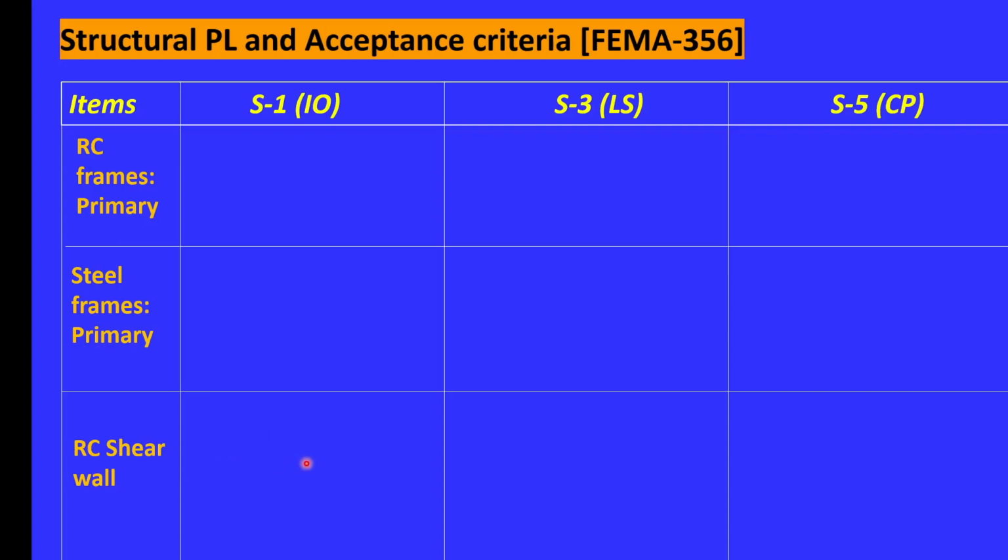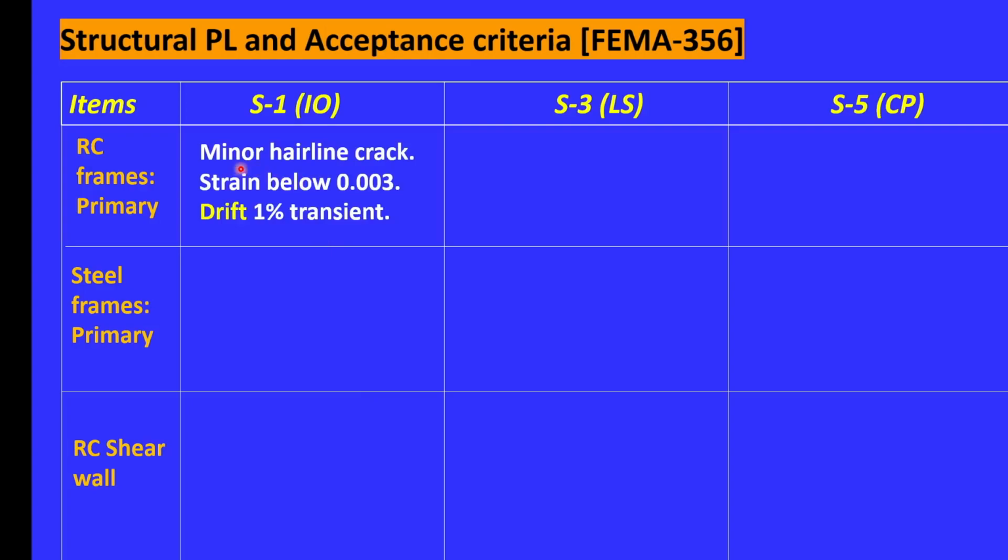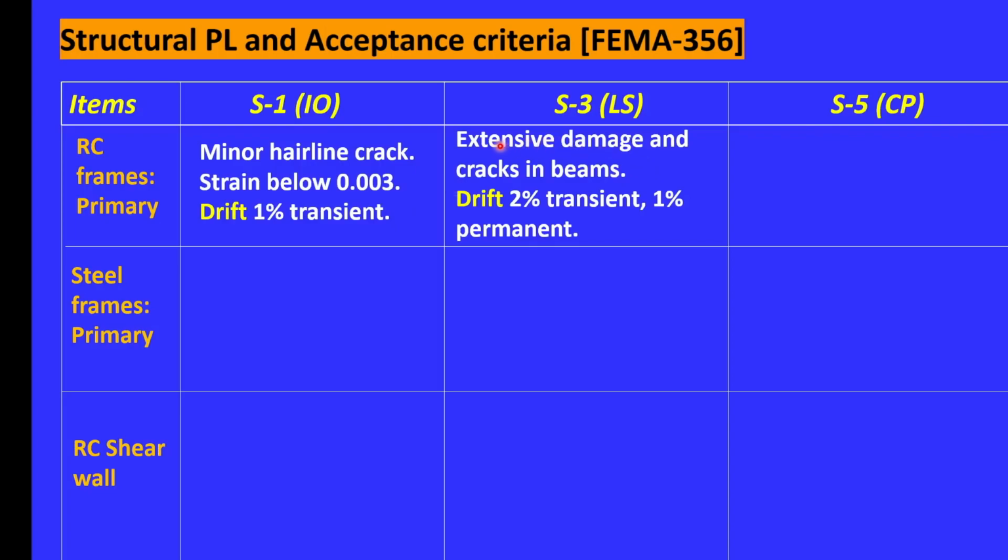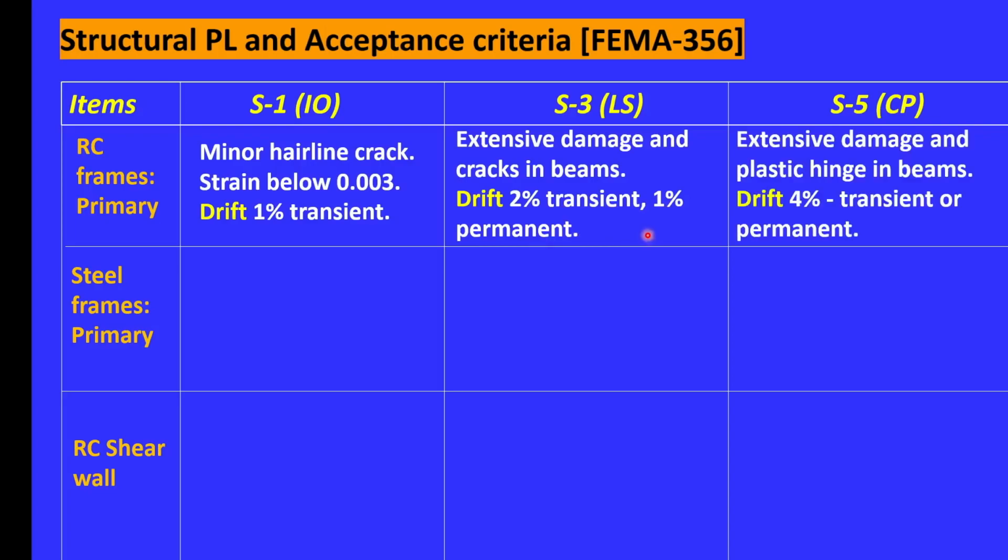important and common. So immediate occupancy RC frame, minor hairline cracks may happen, strain below 0.003, drift is 1% transient. Transient means non-permanent. This strain level in Indian code is 0.0035. In life safety, extensive damage and cracks in beams, drift 2% transient, 1% permanent. Transient means elastic and permanent means inelastic drift. For collapse prevention, extensive damage and plastic hinge in beams will form. Drift 4% transient or permanent, total 4%.